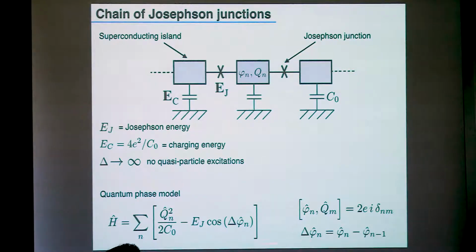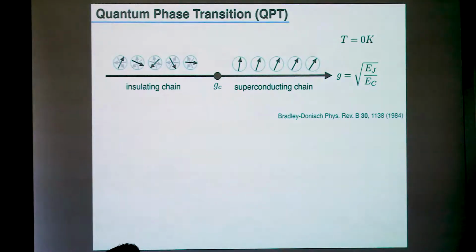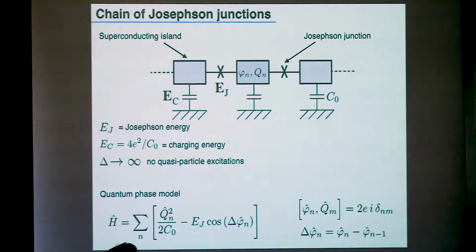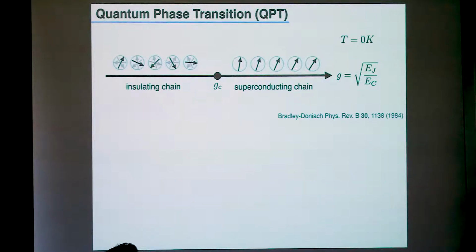They do not commute. This model is interesting because it can sustain a quantum phase transition in the limit of zero temperature. In the limit in which the Josephson energy is large, in order to minimize the energy, the system prefers to have some ordered phase coherence along the chain. Or on the other side, you want to minimize the energy.